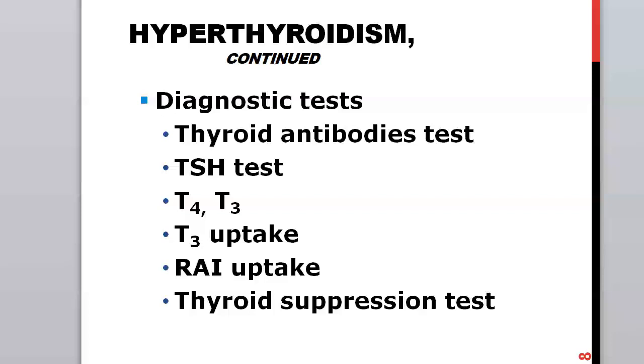And then they also do a thyroid suppression test, and usually the RAI and the T4 levels are measured first, and then the patient takes thyroid hormones for 7 to 10 days, after which the tests are repeated, and failure of hormone therapy to suppress RAI and T4 indicates that the patient does have hyperthyroidism.